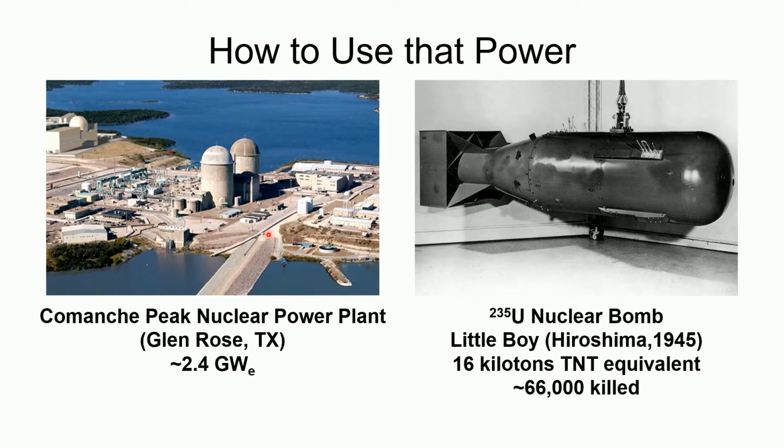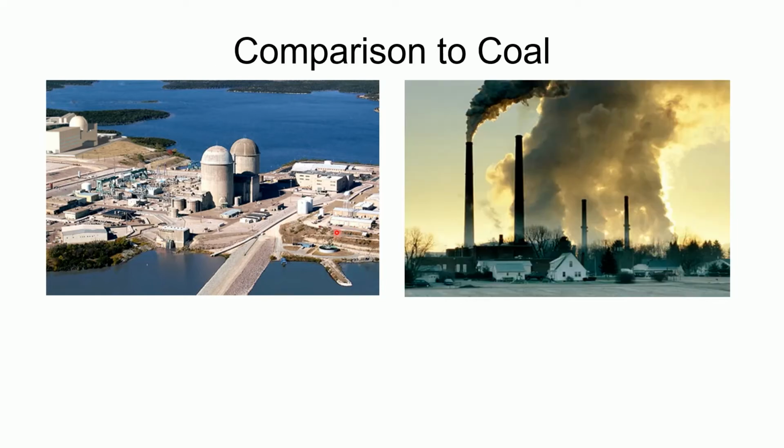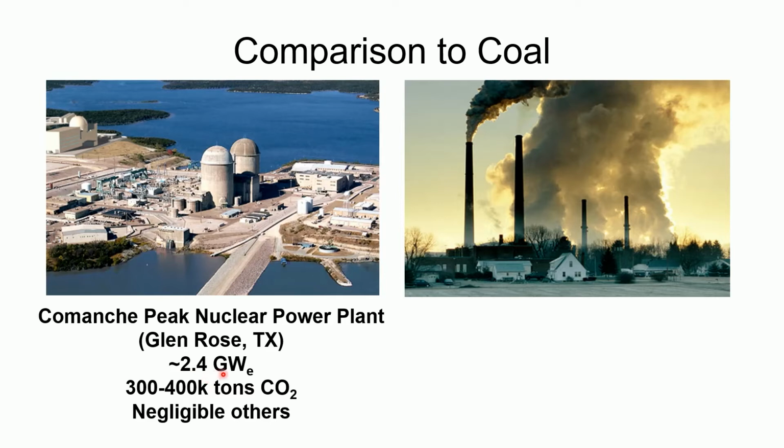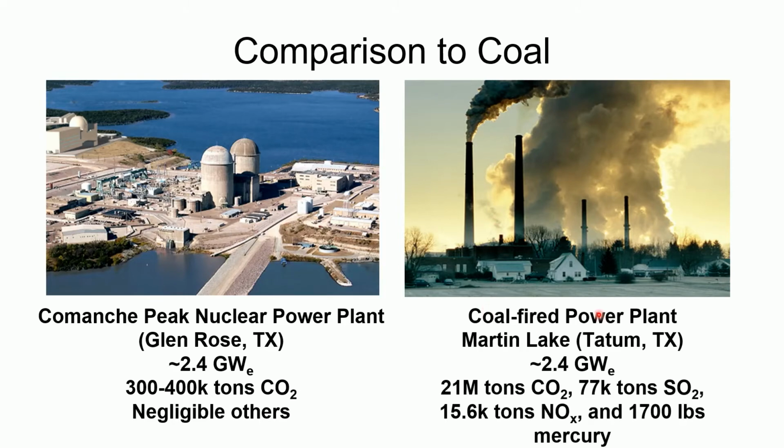I want to compare that to carbon-based sources, and I'll start with coal. So if we compare our Comanche Peak nuclear power plant that has the 2.4 gigawatt of electricity, it does have some emissions because there's some backup facilities that generate electricity when the nuclear power plant isn't running. And 300 to 400,000 kilotons of carbon dioxide are emitted each year, and negligible other things. So it's a pretty efficient way to generate electricity. Compare that to the coal-fired power plant in Martin Lake. So it's on the Martin Lake near Tatum, Texas. That's not far from Longview, Texas, out in East Texas near the Louisiana border.